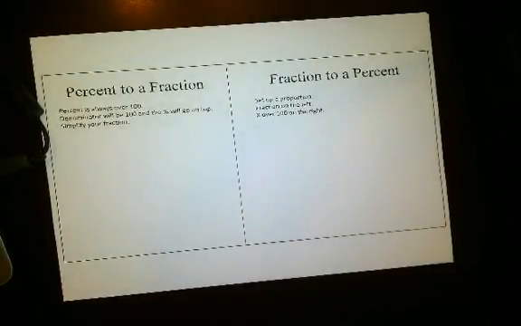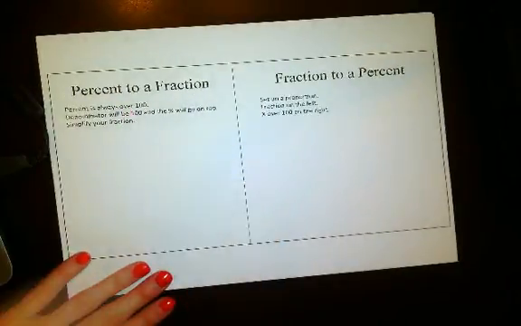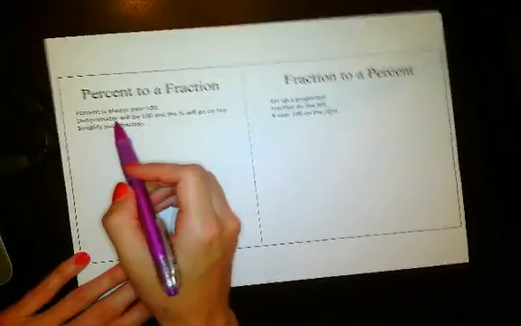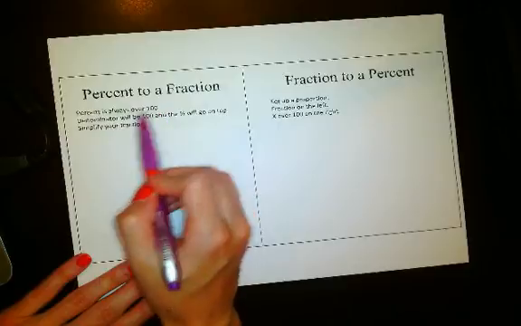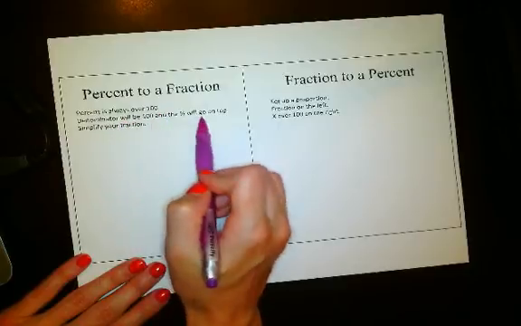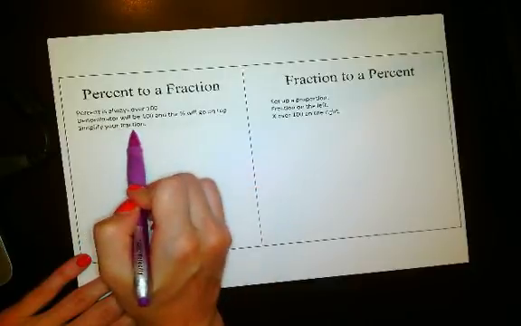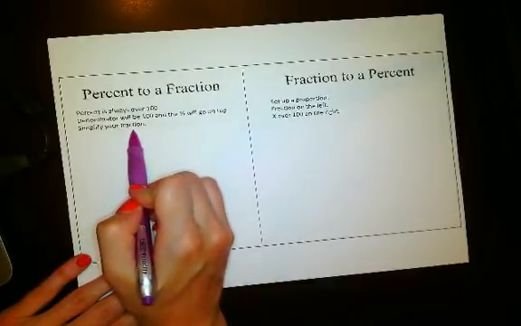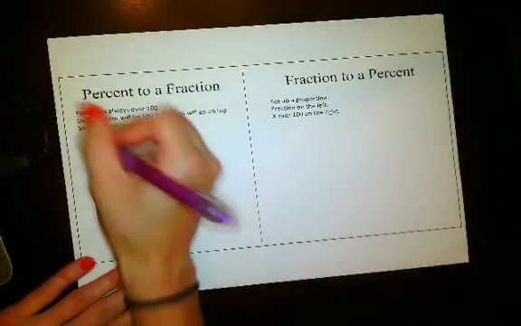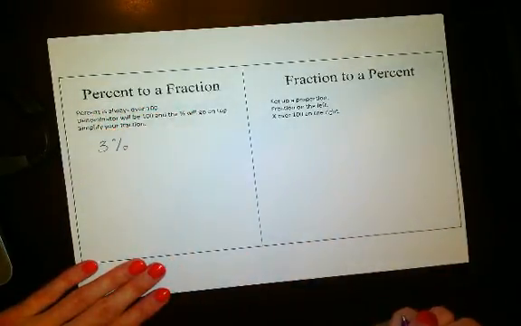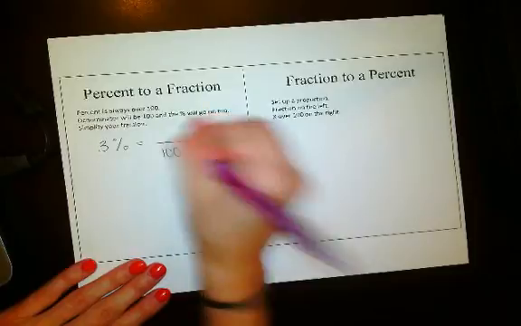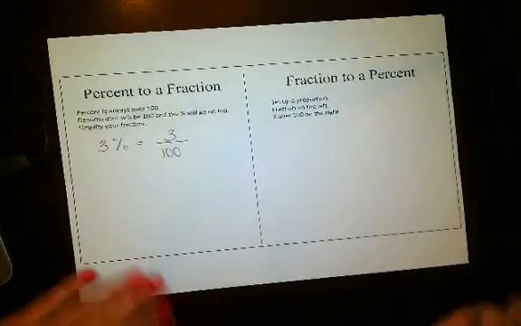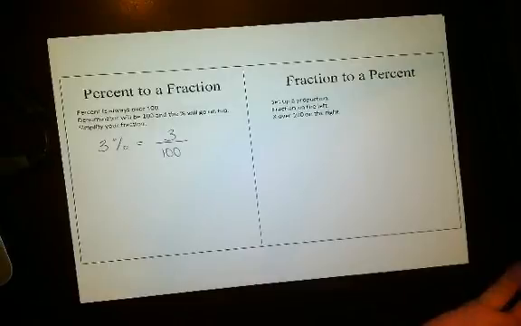Alright, so we're going to start off with going from a percent to a fraction. These are our steps that I would have the students write down. Percent is always over 100. The denominator will be 100, and the percent will go on top. And then we always want to remember to simplify the fraction. So I would start off with something easy like 3%. Let's turn that into a fraction. Let's remember that our denominator is always 100, and our percent will go on top. Can we simplify that? No. 3 is a prime number, so it can't be simplified.